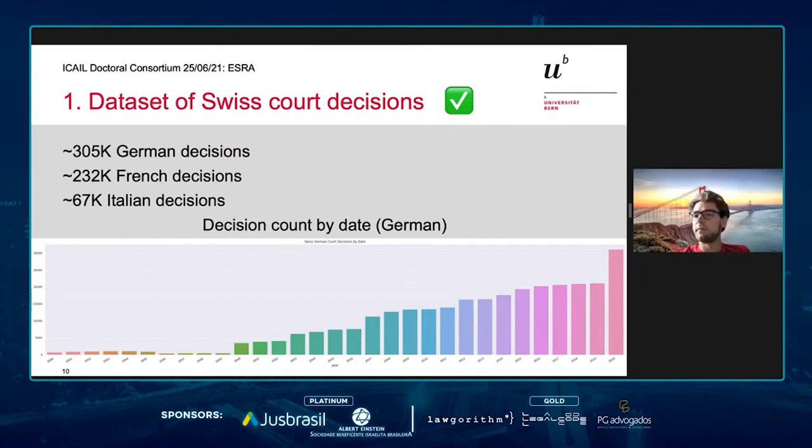Below, you can see the distribution over the dates. On the x-axis, you have the number of decisions. Here in 2020, we have 30,000 decisions published in the Swiss German area, and it started at around 500 decisions in 1990.